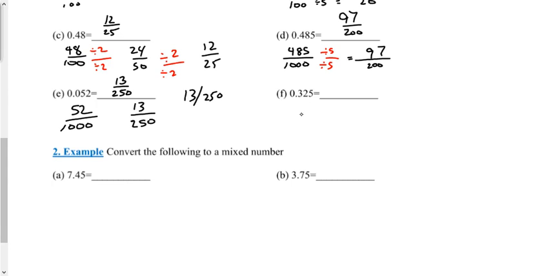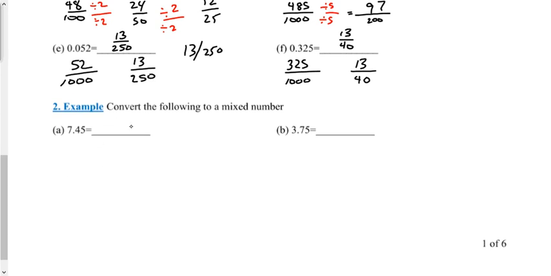So, here we've got 0.325, or in other words, 325 1,000ths. I know that 25 actually fits into these. So 25 goes into this 13 times, and 25 goes into 1,000 40 times. So 13/40ths. If you didn't think of it that way, then why don't you just try dividing by 5 and then dividing by 5 again. Right?